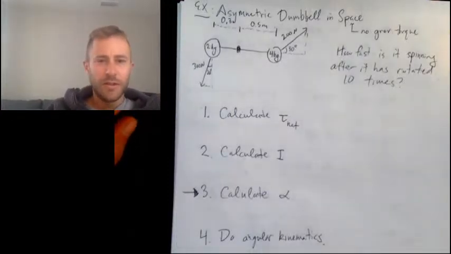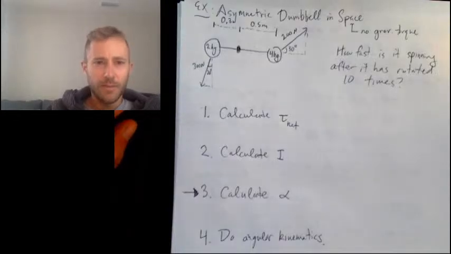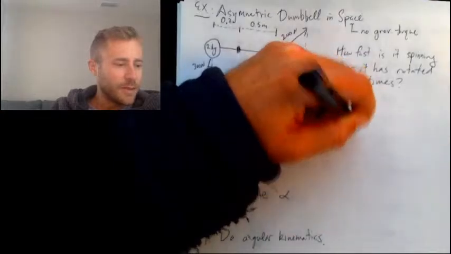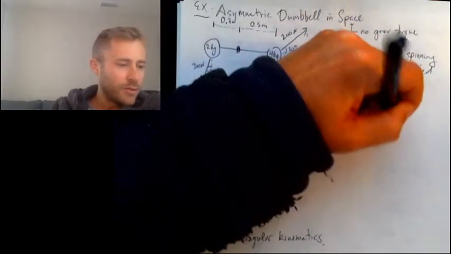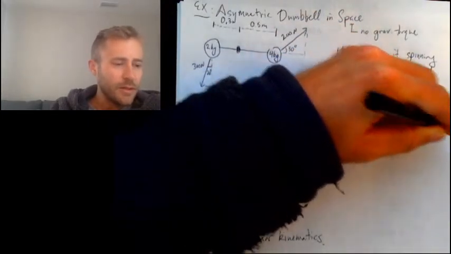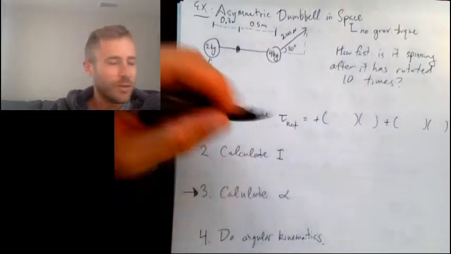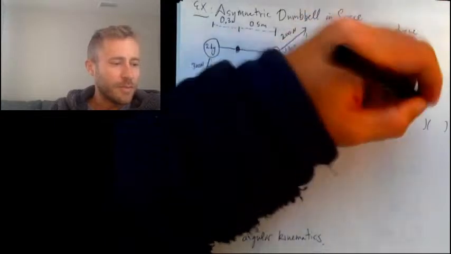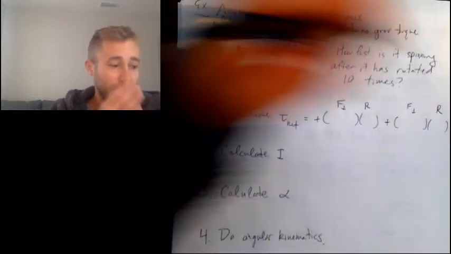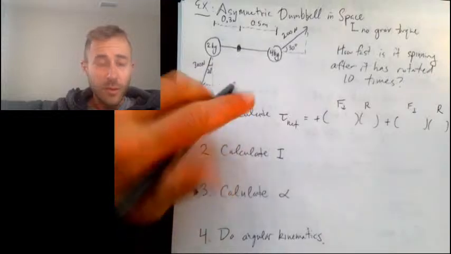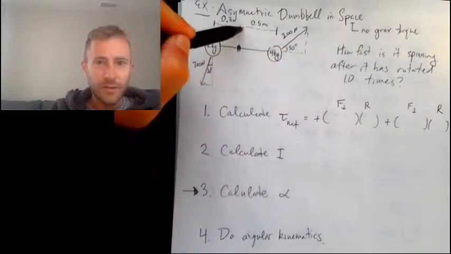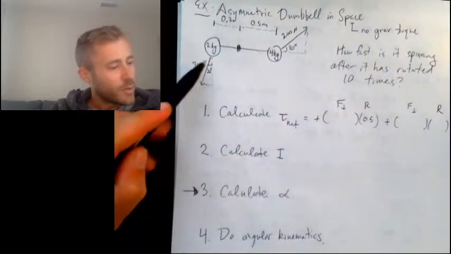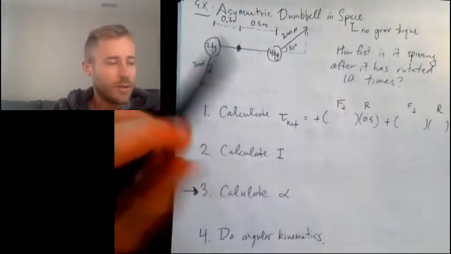So excellent. They are both positive torques. So I'm going to have plus something times something plus something times something. So what are these somethings? Well, this is F perp and this is R. This is F perp and this is R. Okay. So for this torque right here, it's acting 0.5 meters from the pivot, so I have 0.5. This torque is acting 0.3 from the pivot, so I have 0.3.